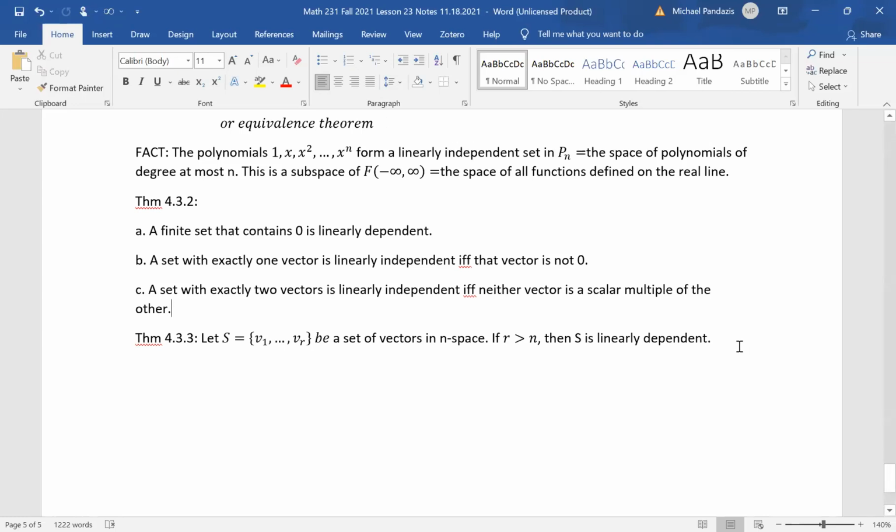If you had R3 and you had 100 vectors, it is not the most efficient way to span R3 to do it with 100 vectors. You could do it with fewer.